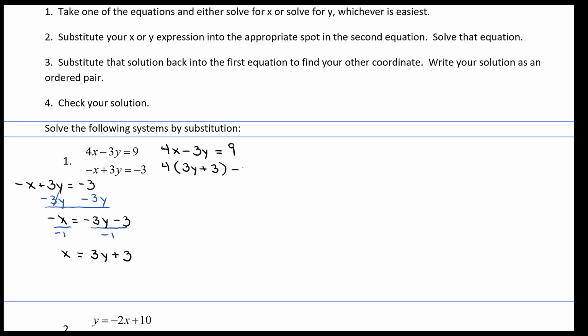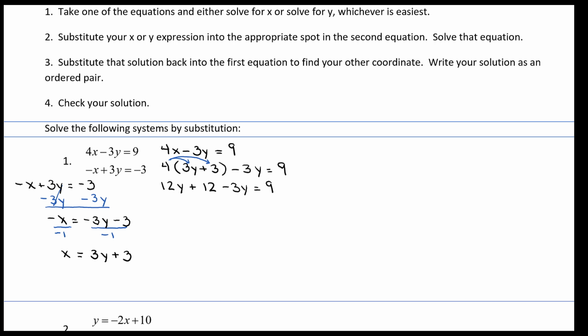Now we are going to solve for y. We're going to distribute the 4 to the 3y plus 3. 4 times 3y will give me 12y. And then 4 times 3 will give me 12, so we will put plus 12. Bring down that minus 3y and then bring down that equals 9.